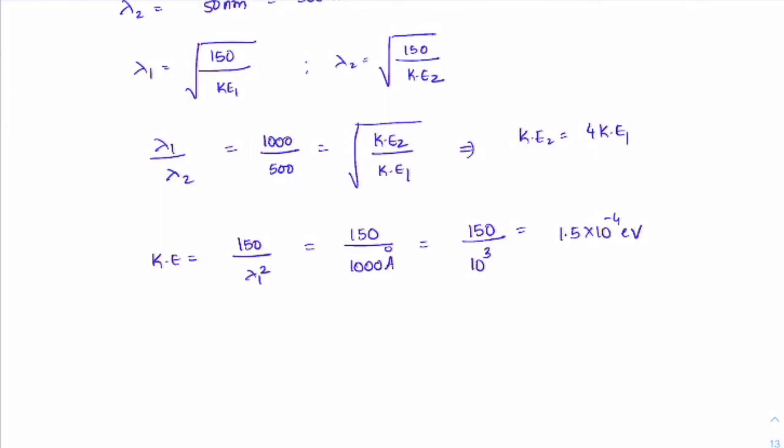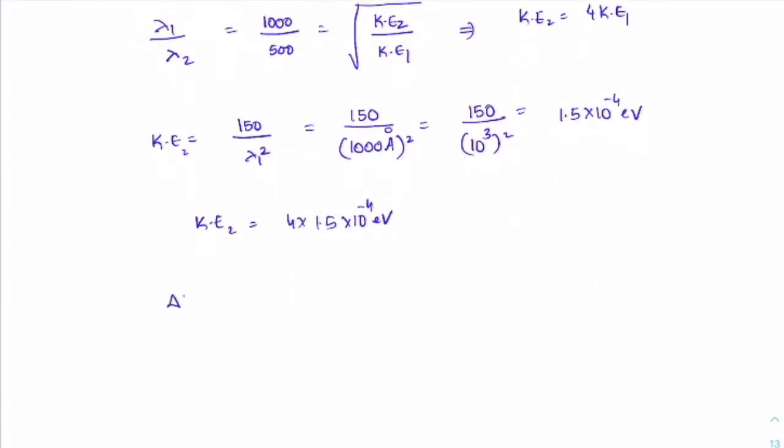Why are we getting this here? Sorry, I forgot to square it. Square, right? Square, yeah. So we got that. And now I can get kinetic energy 2, which will be 4 times of this, which is 1.5 into 10 raised to the power of minus 4 electron volts.